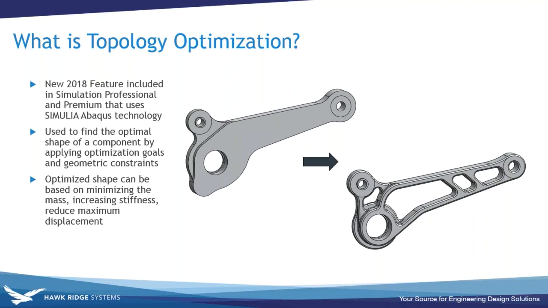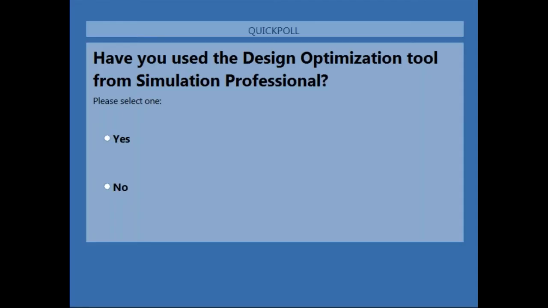So the first one here is, I want to ask you, if you are a current Simulation Professional or Simulation Premium user, if you have ever used a design optimization tool that's available with that. So if you can go ahead and let me know if you're already familiar with the current process of our design optimization tool. That's the tool that allows us to define parameters, defining constraints through sensors, and defining a goal. So it looks like actually the majority of the audience here hasn't used that design tool.